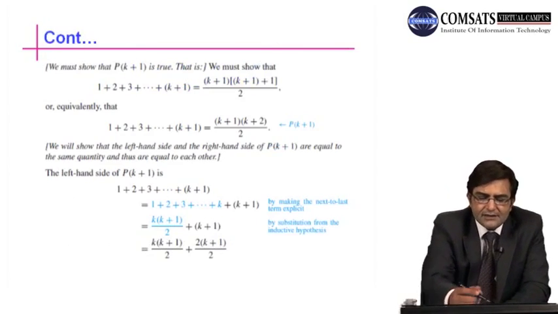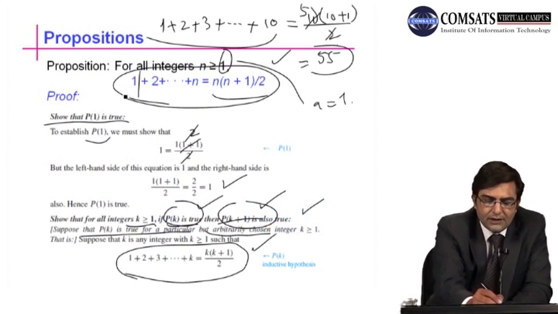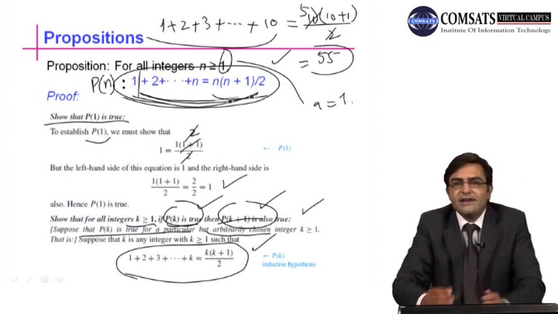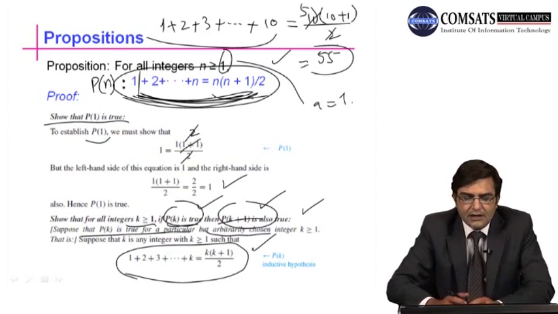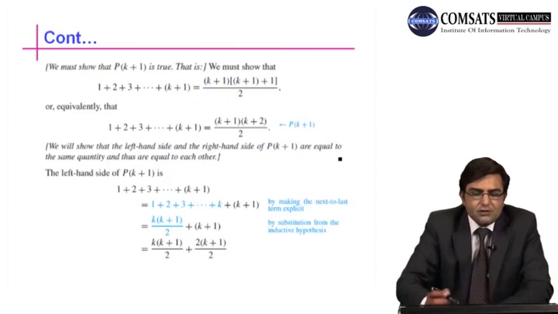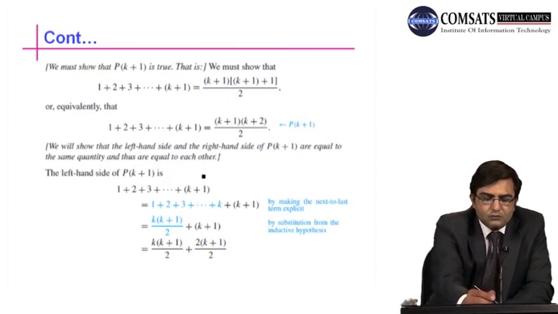Here P of n is basically this whole property. This is P of n. This is basically our predicate, you can say that, as in logic we have defined predicates. We must show that P of k plus 1 is true.